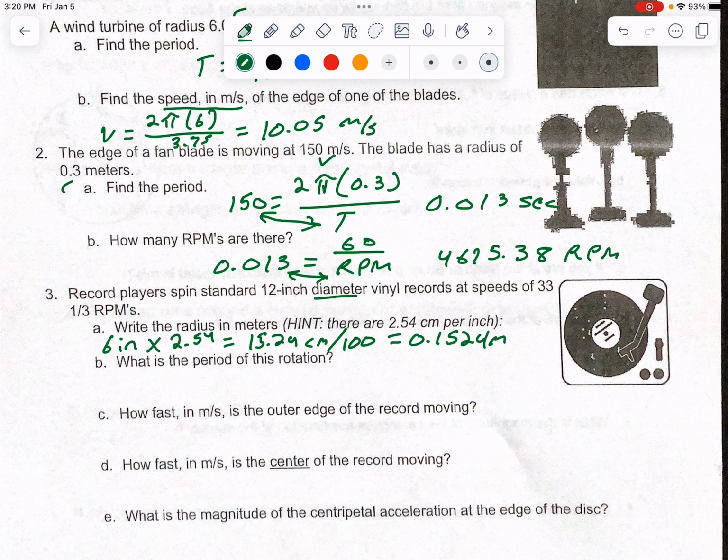So just be careful with that. If you decided to multiply by 100, now all of a sudden you have a 1,500 meter wide radius for a record. That's almost a mile long, so that should make sense. So just be careful with that.